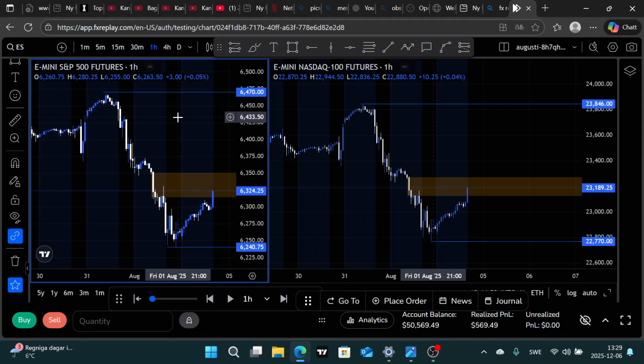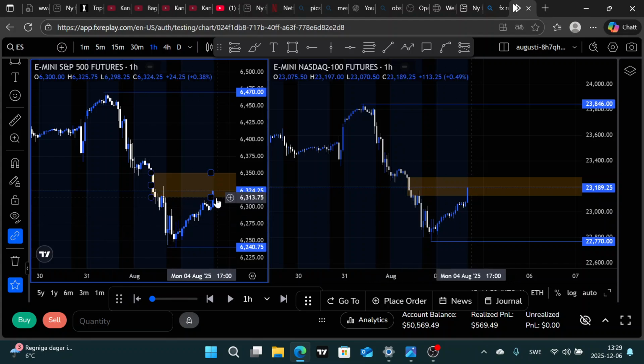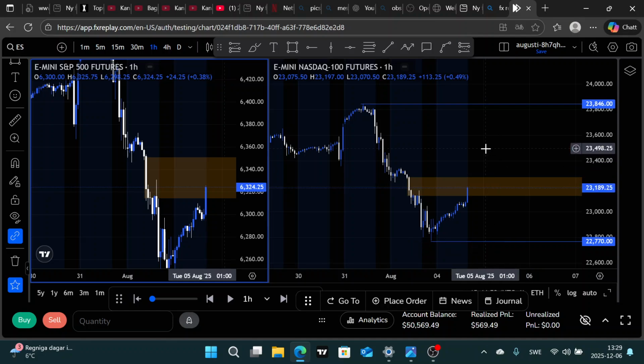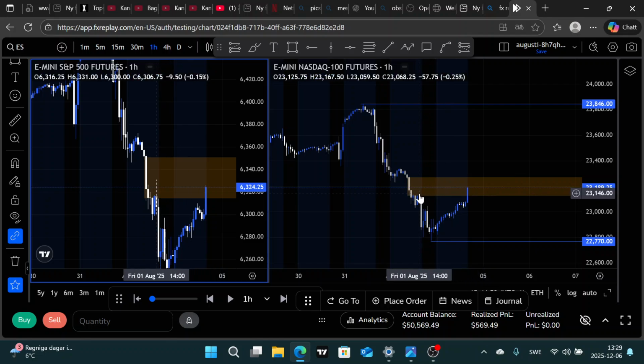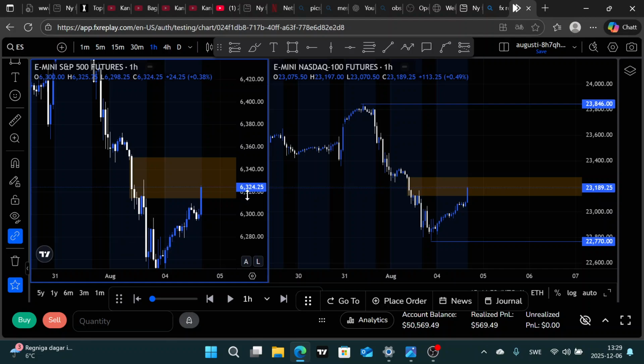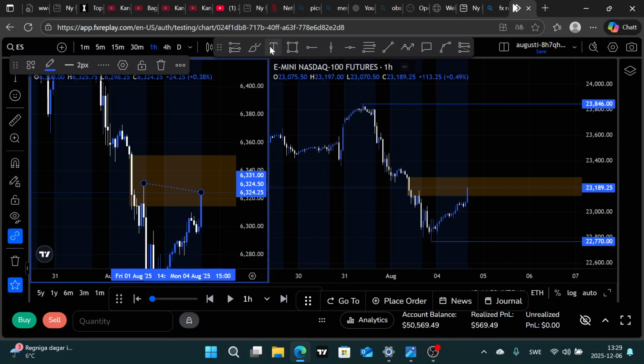So here we don't have an SMT, or we do have. NQ has already swept this high, which is here this week, and ES has not. So what does that mean? This one right here is SMT.